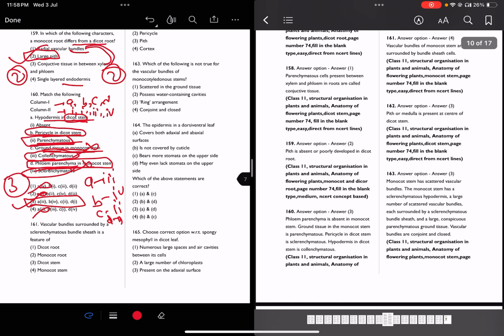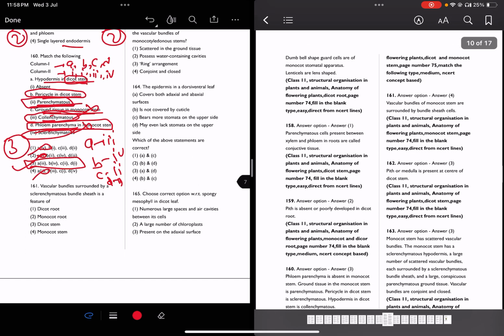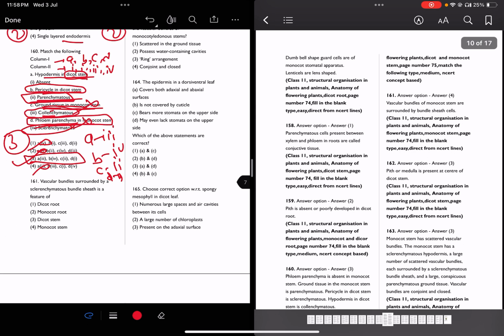Next, question 161. Vascular bundle surrounded by sclerenchymatous bundle sheath is a feature of which? Here, as I said, dicot is collenchymatous and monocot is sclerenchymatous, so you cancel out dicot first. Next, does the bundle sheath occur in root or stem? Everyone should know this basic concept: the bundle sheath is present in the stem. So the answer is monocot stem.